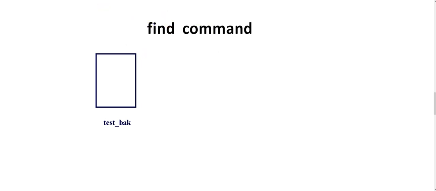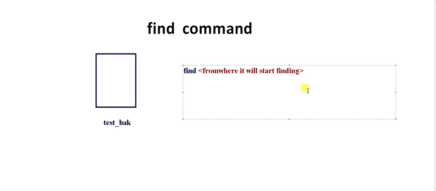How does this work? It's very easy. You just type find to run the find command. After that you pass the path, the place from where you want the find to start working. You need to mention from where the find command should start the finding process. Should it start from the current directory where you are, or maybe from the root itself? This kind of thing you need to mention.